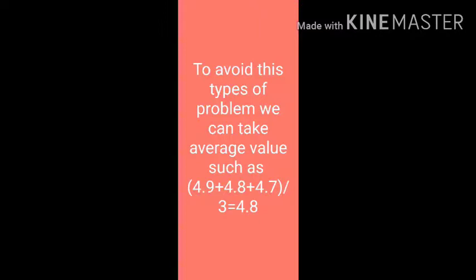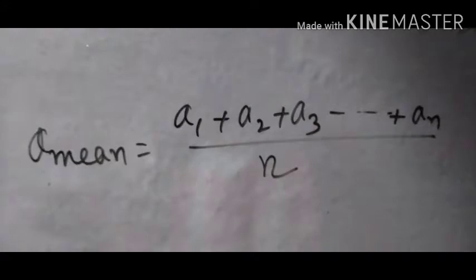Now, absolute error. Let us consider the case where in a practical experiment, the measured value 4.8 is called the absolute value. That is a mean. If the number of observation points is n, then we can say a mean is equal to a1 plus a2 plus a3 dot dot dot an divided by n. This is the absolute value.